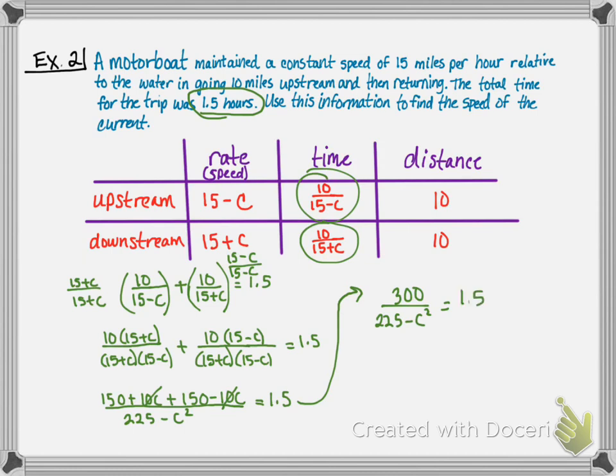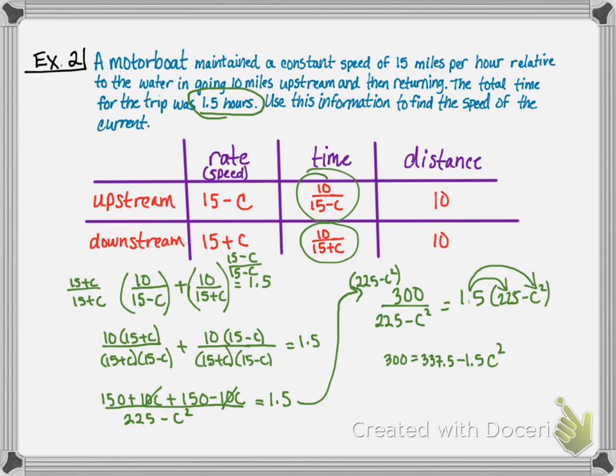Okay, let's solve this equation by multiplying both sides by 225 minus c squared on the left and on the right. So on the left side, the 225 minus c squareds cancel out, and I'm left with 300. On the right side, let's distribute. 1.5 times 225 is 337.5. 1.5 times negative c squared is negative 1.5 c squared. Okay, so we're almost there.